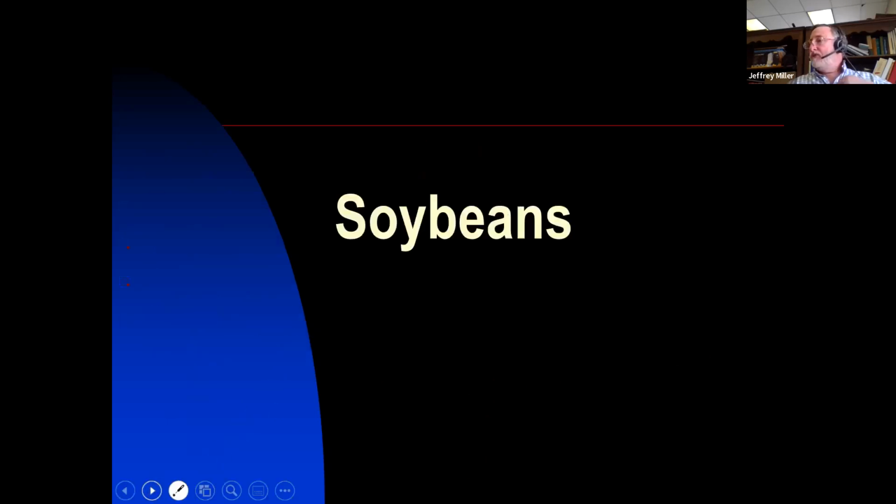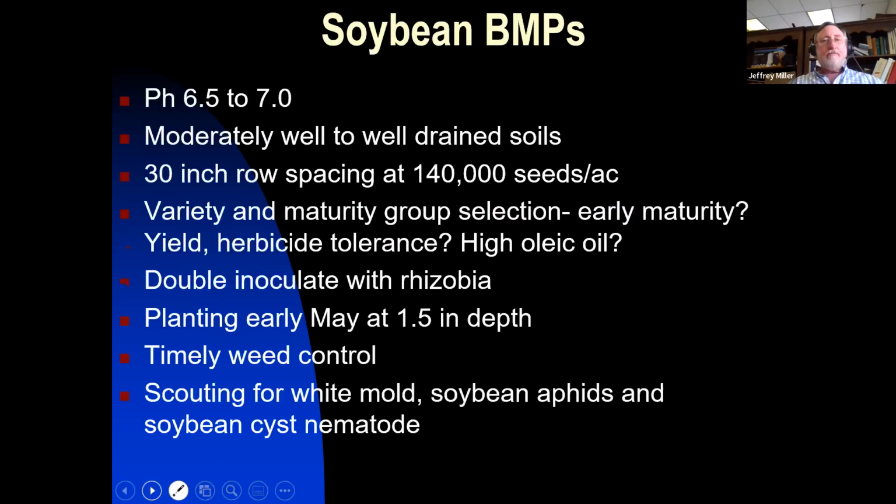So now we're going to move into soybeans. Soybeans, before you plant, should be at a pH of 6.5 to 7. You can plant into moderately well to well-drained soils. Most of the growers are growing in 30-inch row spacing, and most of them are planting at 140,000 live seeds per acre.